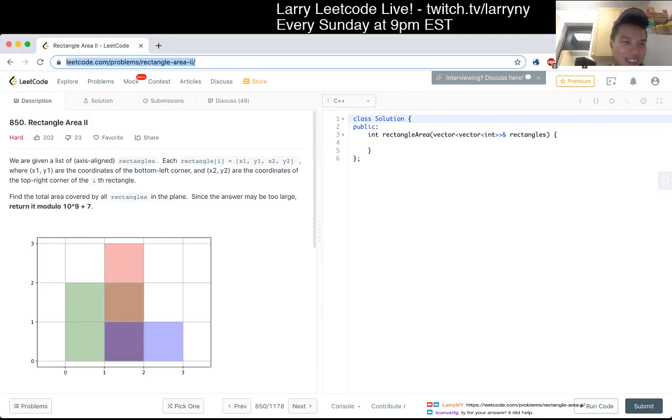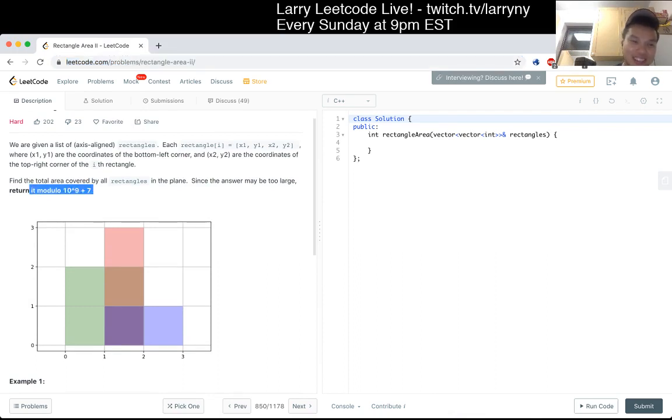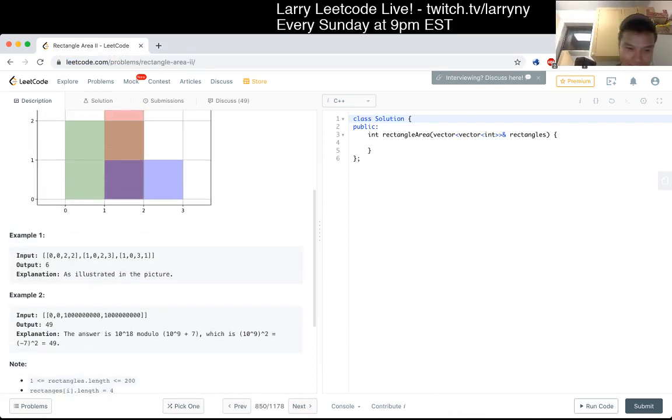850 Rectangle Area 2. We're given a list of axis-aligned rectangles. Each rectangle sub i is just the corners. Find the total area covered by all rectangles in a plane. Since the answer may be too large, return it modulo some number. Wow, that's tricky.